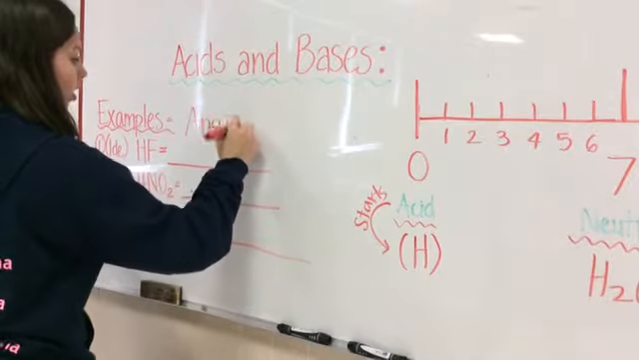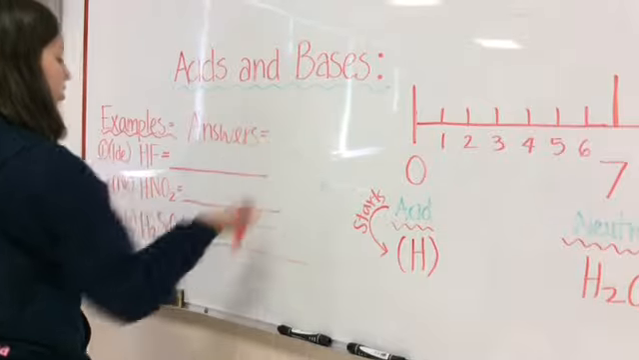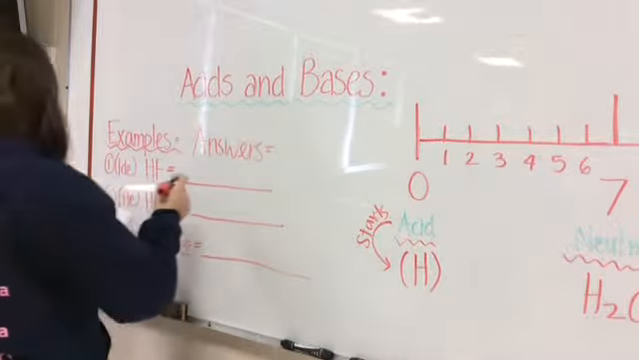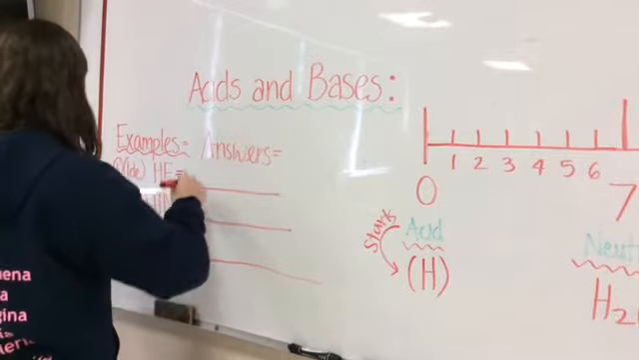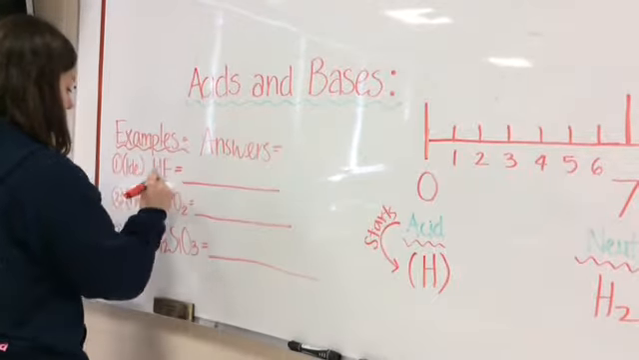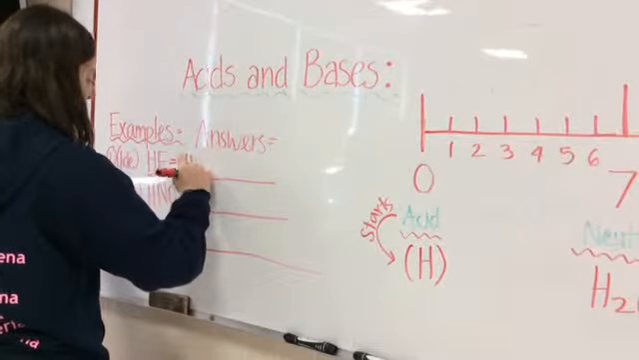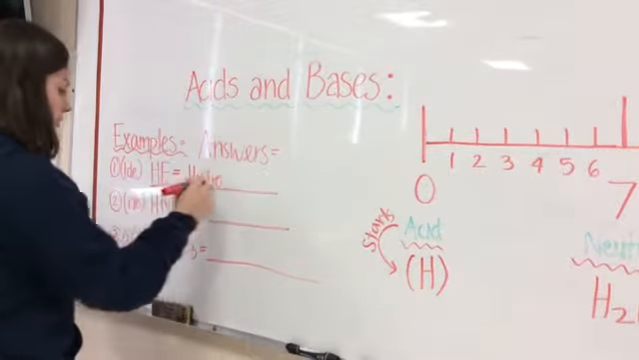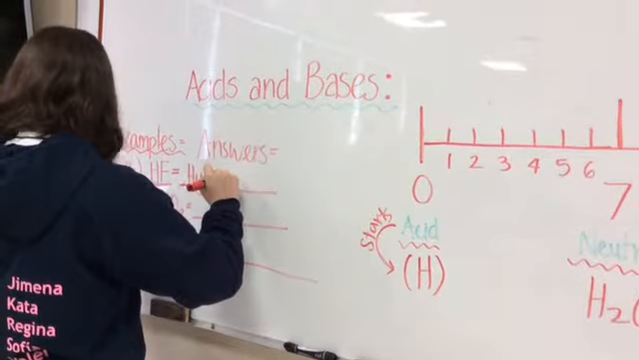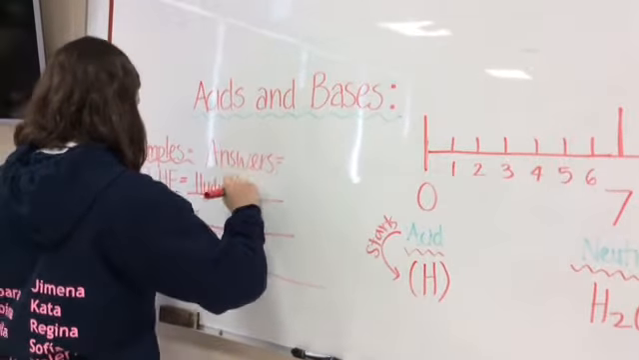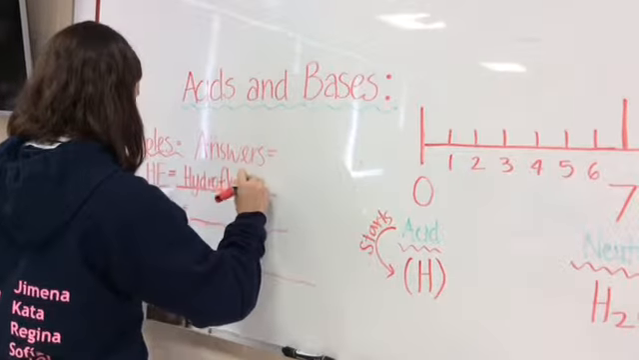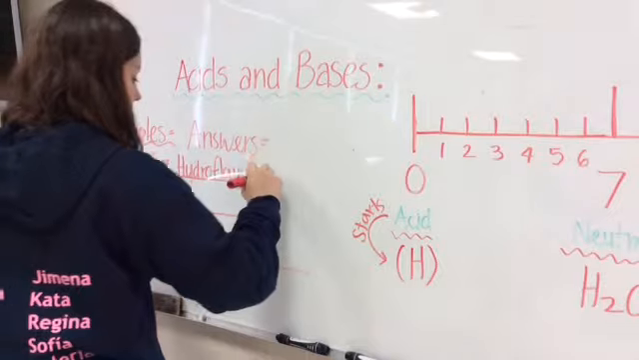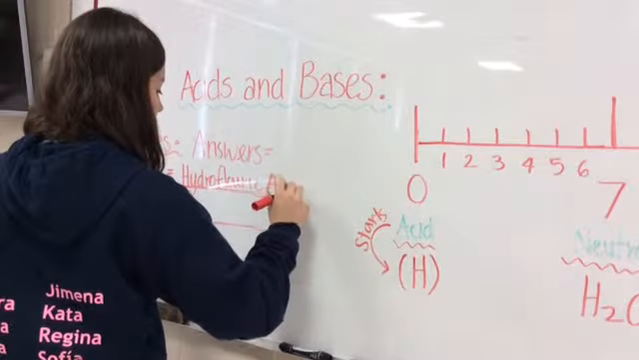So let's start with the first example, HF. H means that it is an acid, and F is fluorine, as you can see in the periodic table. So fluorine is fluoride, so you put hydrofluoric, because you need to end with ic and always end with acid.